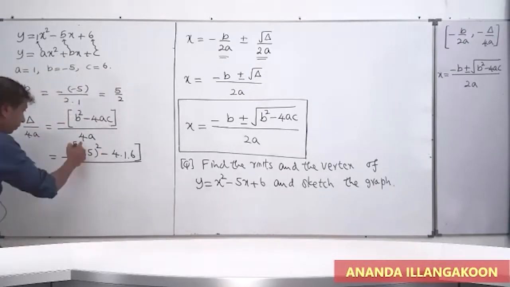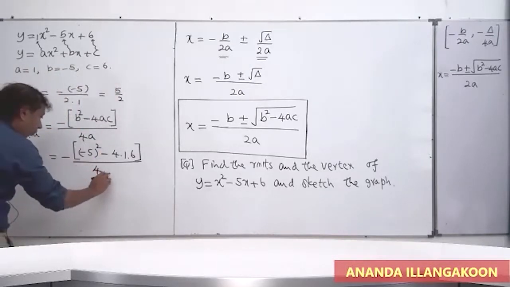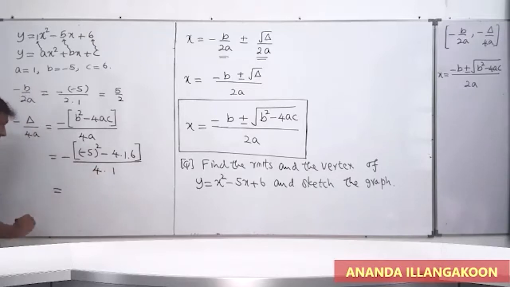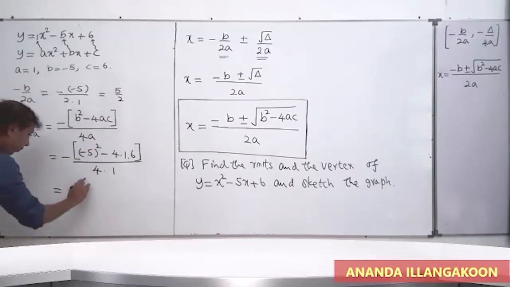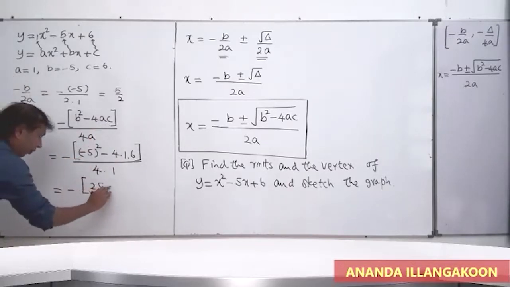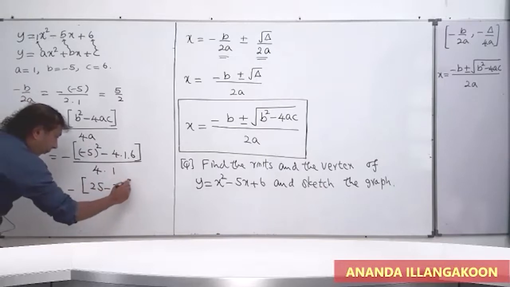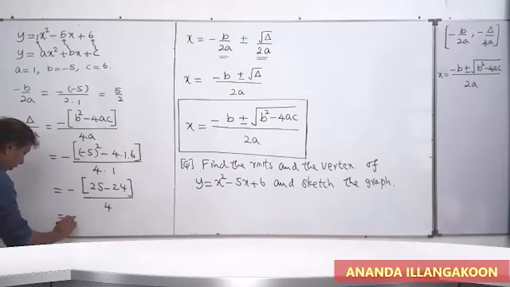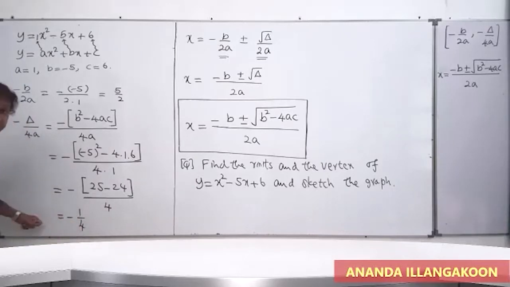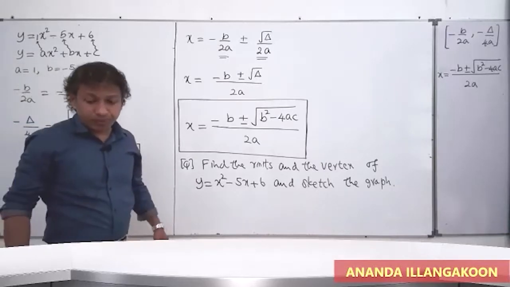And 4 times a, a is 1, so 4 into 1. We get what, people? Minus 5 perfect square means minus 5 into minus 5, that is plus 25, right? Plus 25 here, 24 here, and what do we get, people? 1 upon 4. So we get minus 1 upon 4. This is the y coordinate of the vertex, people.